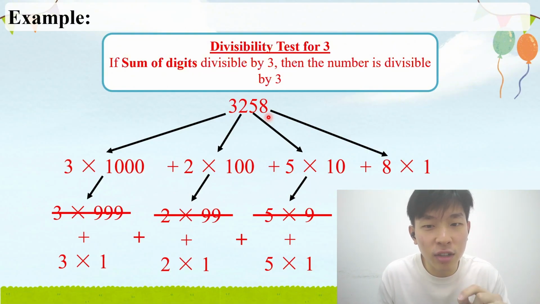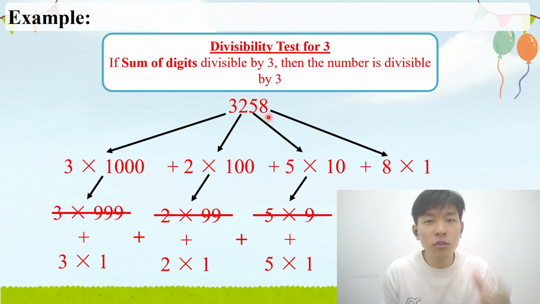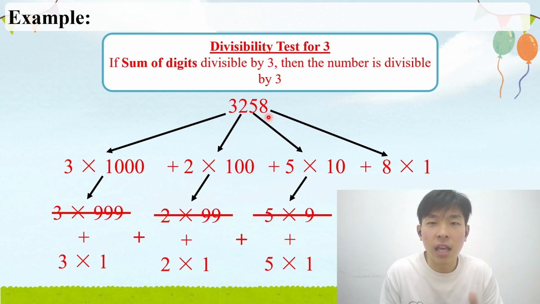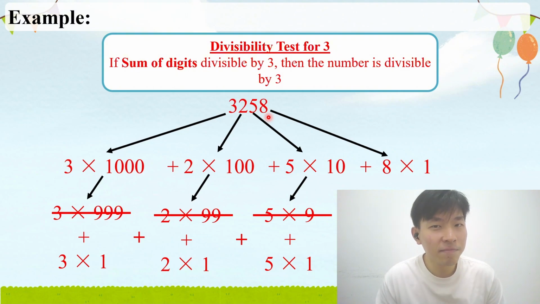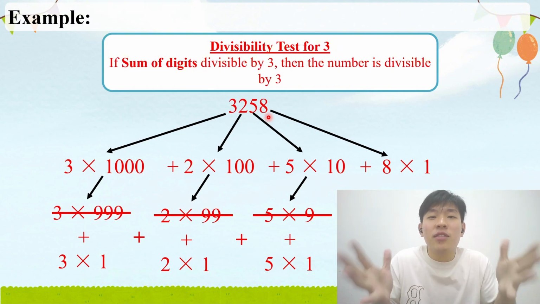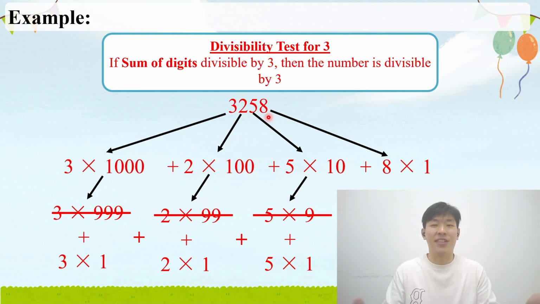So let's check for this 3258. All we need to do is just add. 3 plus 2 is 5. 5 plus 5 is 10. 10 plus 8 is 18. Is 18 divisible by 3? Yes, which means that 3258 is divisible by 3.